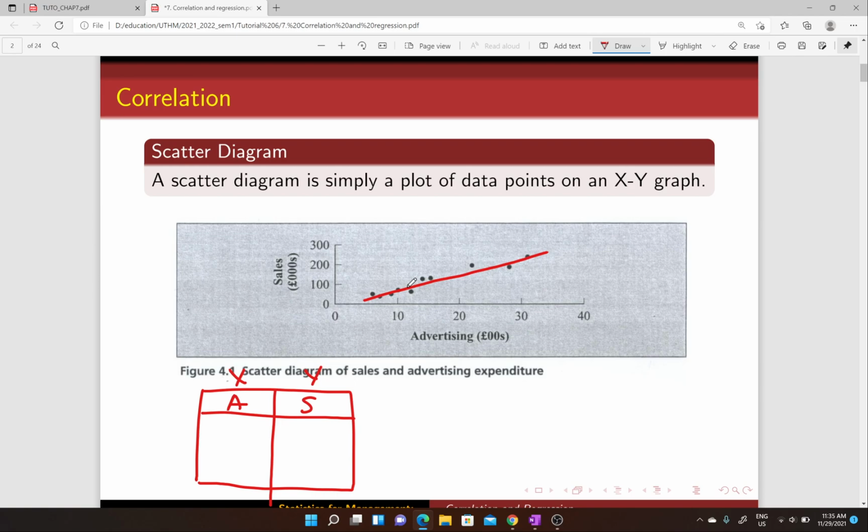If they fall exactly in a straight line, either going up or going down, then advertising and sales have a strong relationship, and we will claim that they have a strong correlation. Okay, so let us go to the next slide.